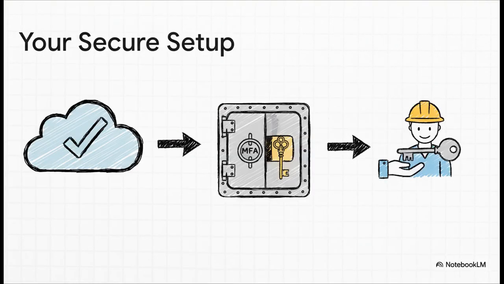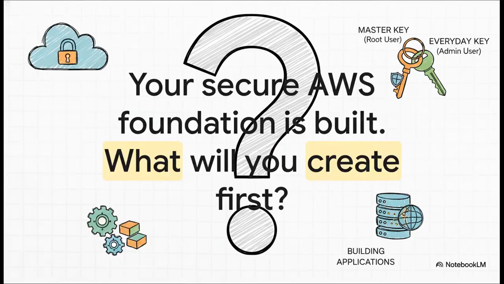So let's do a super quick recap of what you just accomplished. One, you created your AWS account. Two, you took that all-powerful master key, the root user, secured it with MFA and locked it away. And three, you created your everyday key, that new admin user, which you'll use for all your day-to-day tasks. Awesome! What you have right now is a professional-grade, totally secure AWS environment, just sitting there, waiting for you. The foundation is rock solid. So I guess there's really only one question left. What's the first amazing thing you're going to build?